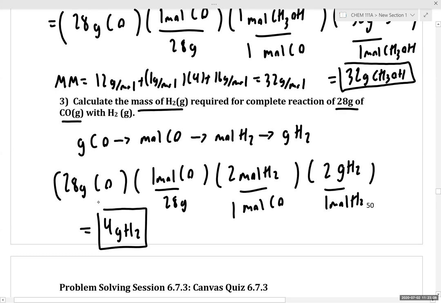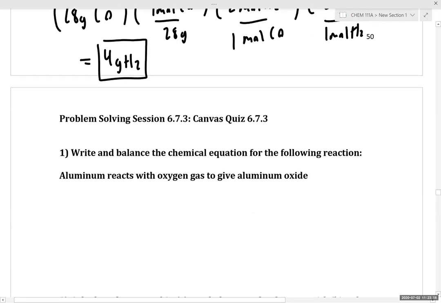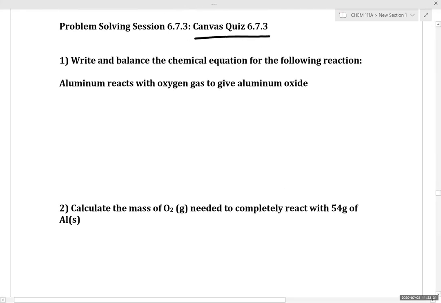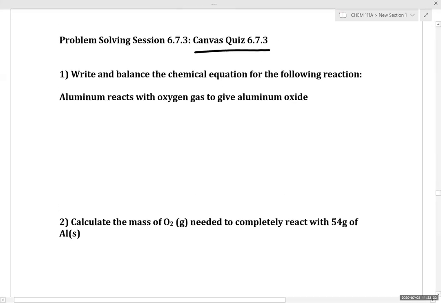Any questions for this example? So let's try to apply what we've learned to another example. And this time let's look at Canvas Quiz 6.7.3. So you're asked to write and balance the chemical equation and then complete calculations using stoichiometry based on that chemical equation.